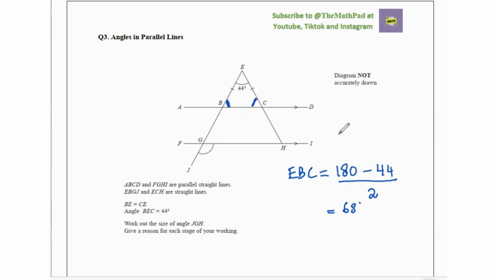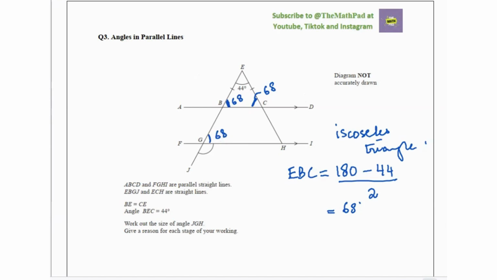So the reason for this is isosceles triangle. Since this is 68 and this is also 68, we can see that JE, this line, is a transversal passing through the lines AD and FI. Both are parallel to each other, which is shown by the arrows. So 68 and this angle G will also be 68. Why? Because they are corresponding angles and corresponding angles are equal angles.